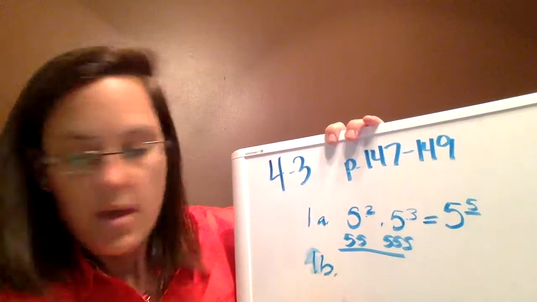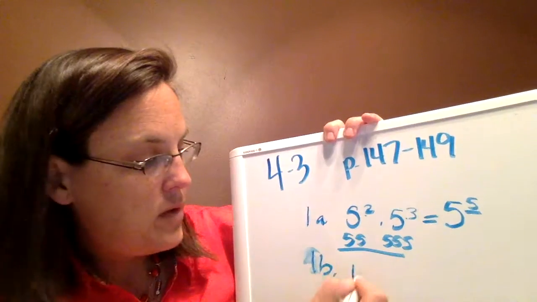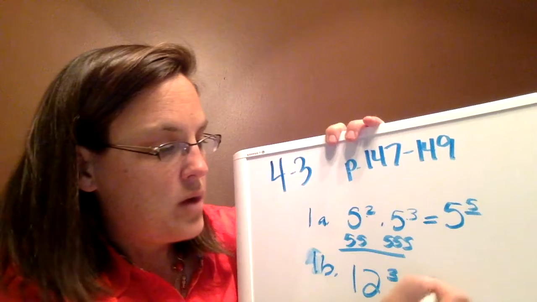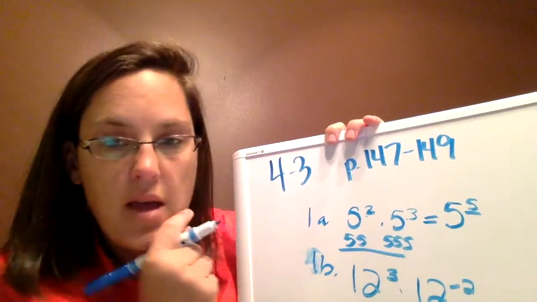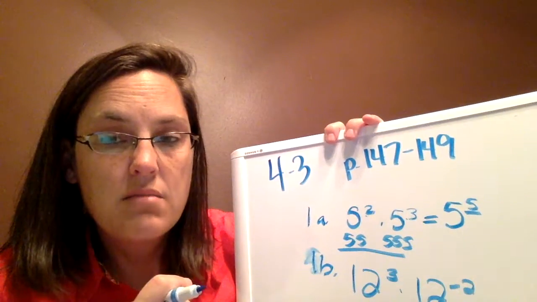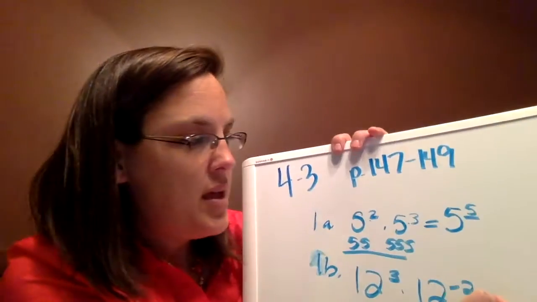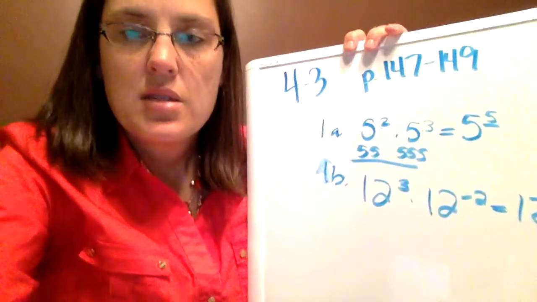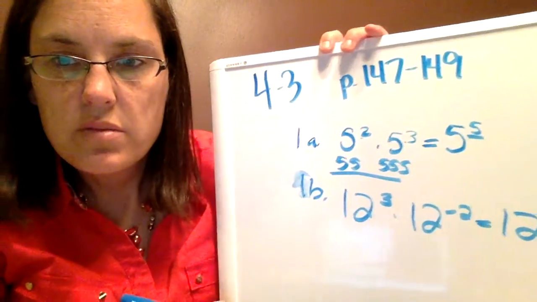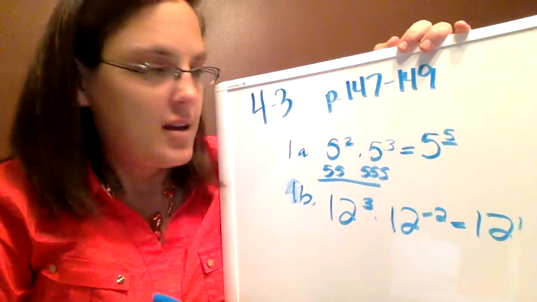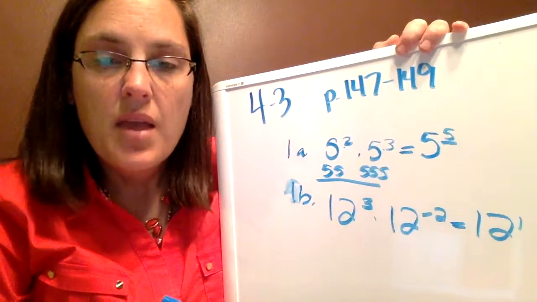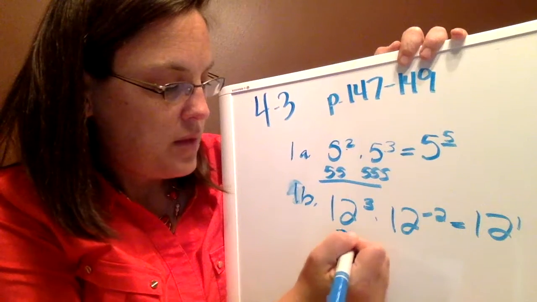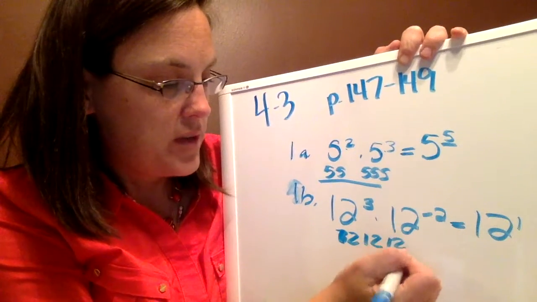1b is 12 to the 3rd power times 12 to the negative 2 power. So 3 plus negative 2 is 1. Now let me just show you really quick why that is what it is. So I'm going to need some video skills here on how to make videos where you can see everything. So 12 to the 3rd power is 3 12s. So 12, 12, and 12.